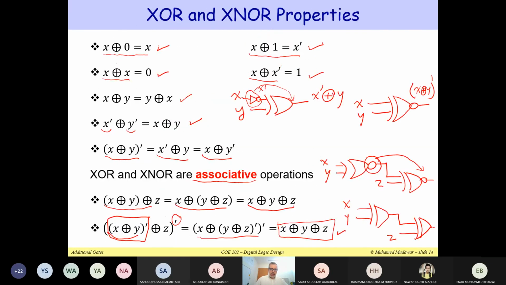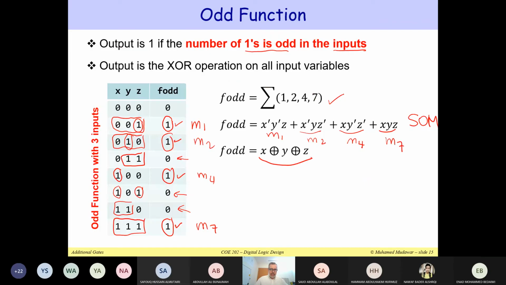So the meaning of odd function is that if you would like to go beyond 2 inputs, let us say 3 inputs, count the total number of ones. When you take X XOR Y XOR Z, this will give you 1 if the total number of ones is odd. So this is why we can easily implement the odd function using XOR gates. That's the main advantage of the XOR gates, that we can use them to implement odd functions.